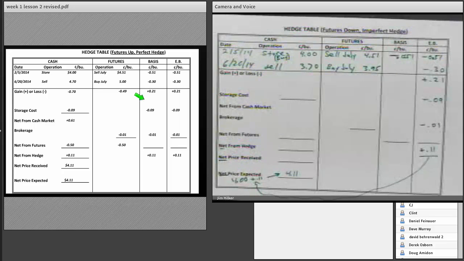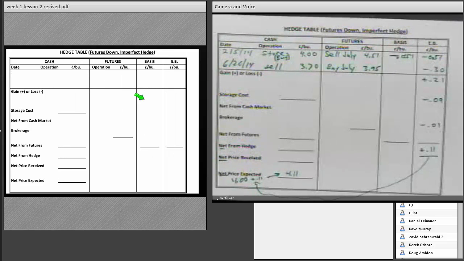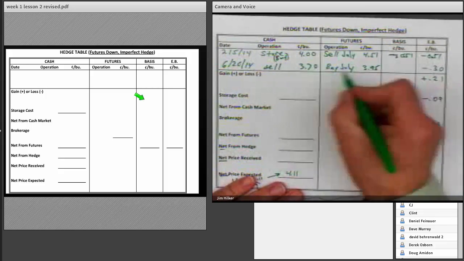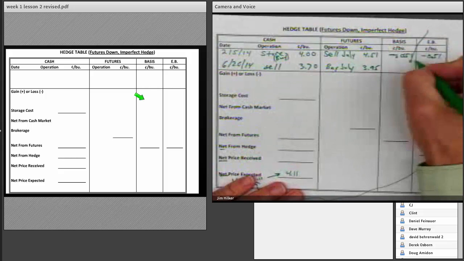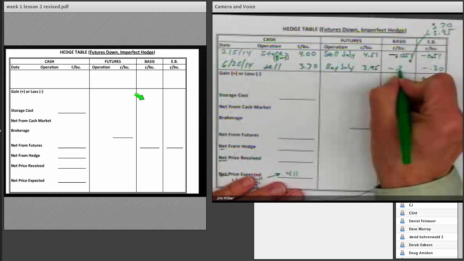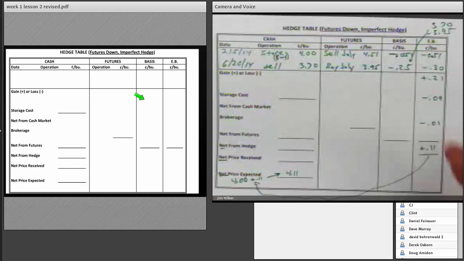right here, so we made 26 cents. Let's see how we did it. The basis strength comes over here, and I'll show it to you in a little bit. We still lost 30 cents here. We still had to pay our storage. 370 minus 395, so by keeping that corn, we were 25 cents worse off than we thought, minus 25 cents. The basis strengthened more than we thought.